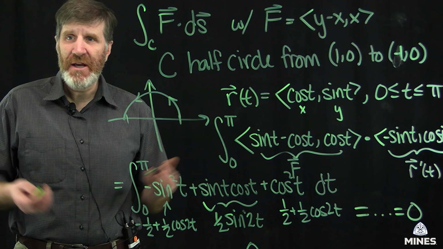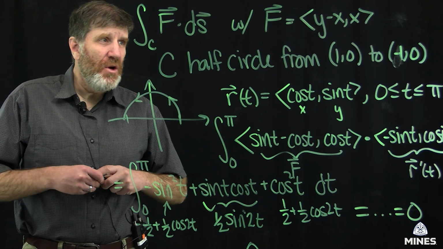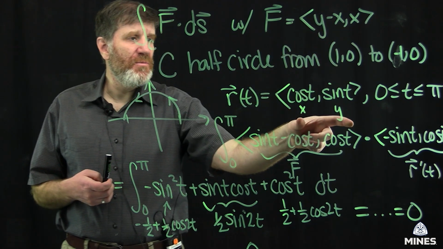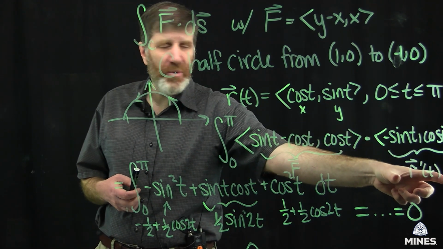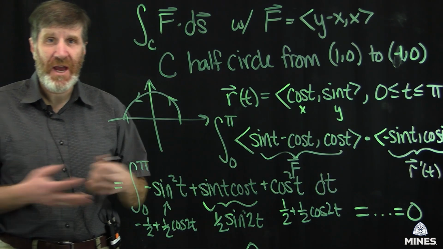So that is a line integral over a vector field. We need the vector field. We need it in terms of the parameterization, and we need the r prime of the parameterization. Then it's a dot product and an integral.